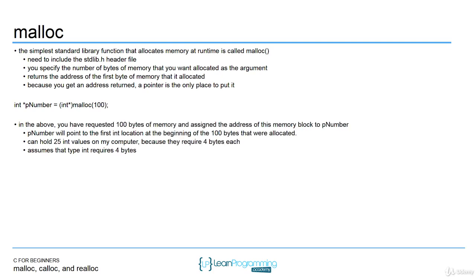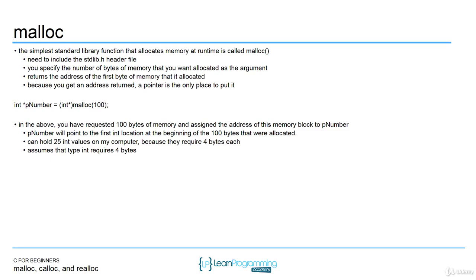Now, you're requesting 100 bytes of memory and assigning the address of the memory block to p number. P number is going to point to the first int location at the beginning of the 100 bytes that were allocated. So what this means is, since integers are 4 bytes apiece, it can hold 25 int values. And again, this is assuming that you have 4 bytes. Depending on the system that you're running, they may be larger, maybe smaller.